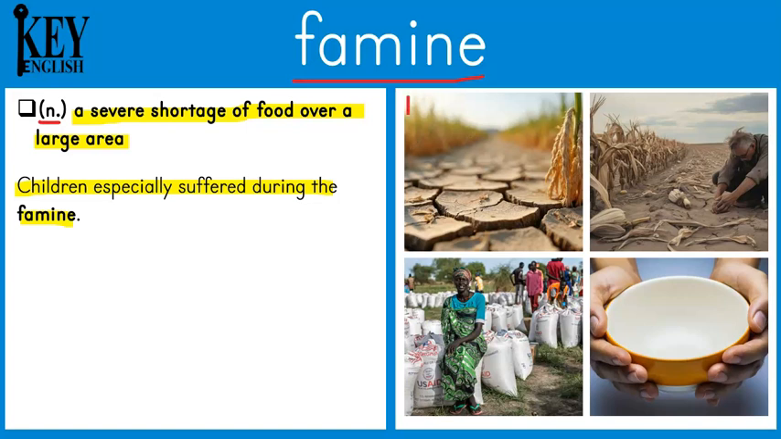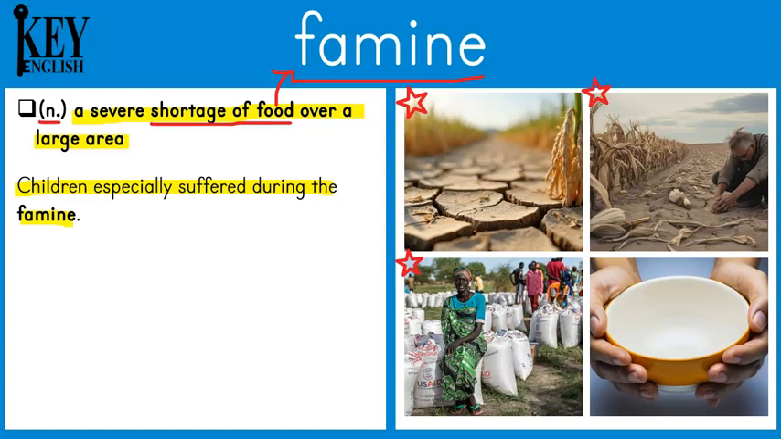An example would be, a long drought can sometimes lead to a famine. Since there's not enough water to grow crops, that can cause a shortage of food or a famine. I can also say, farmers lost their crops and the famine became worse. Or maybe, people sent food and supplies to help those affected by the famine.